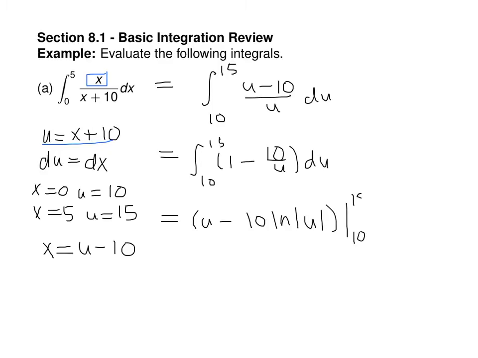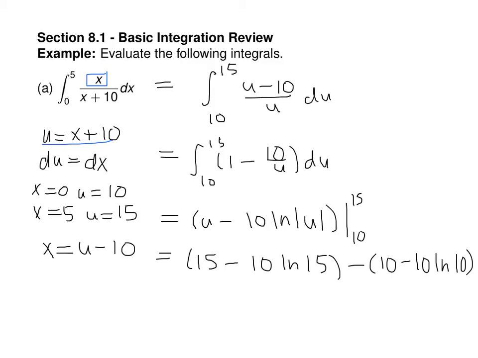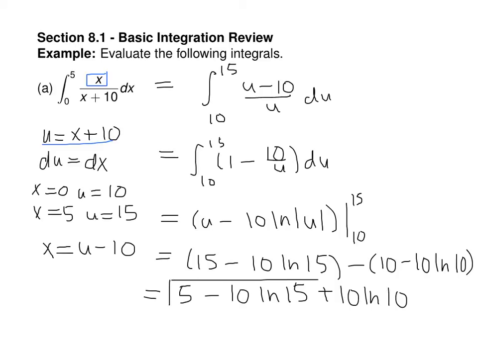So that will be 15 minus 10 ln of 15 minus 10 minus 10 ln of 10, or 5 minus 10 ln 15 plus 10 ln 10. So that's totally fine.